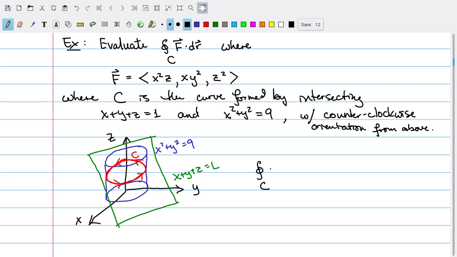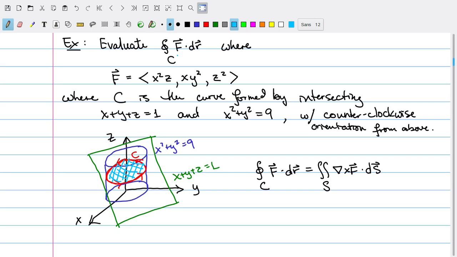Now my goal here is to calculate the line integral of f dot dr. And a nice way to do this is to just use Stokes' theorem, which says that this is going to be the double integral over S of the curl of f dot dS, where S is this oriented surface for which C is the boundary. So we can see specifically that's going to be a flat surface here, which is this little ellipse type shape inside this plane x plus y plus z equals 1.